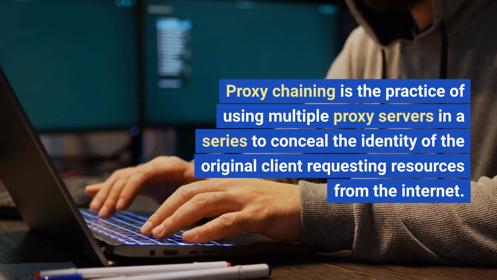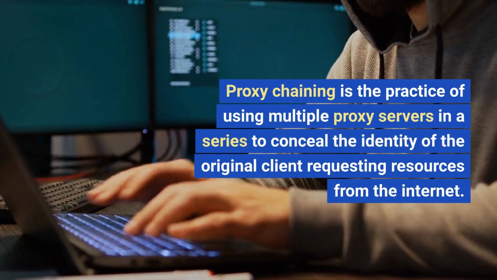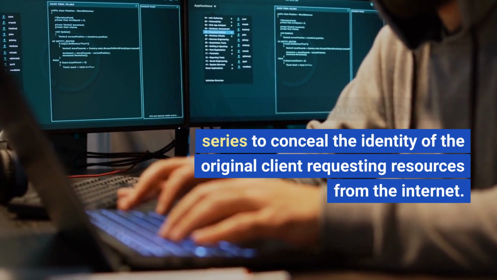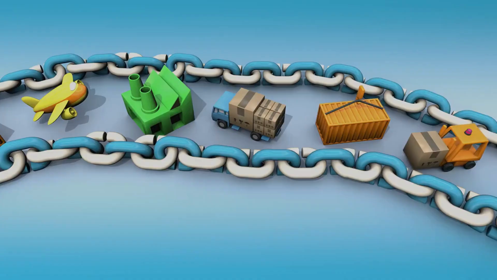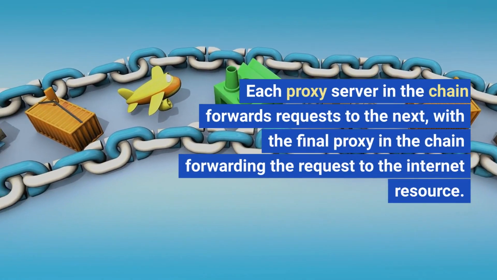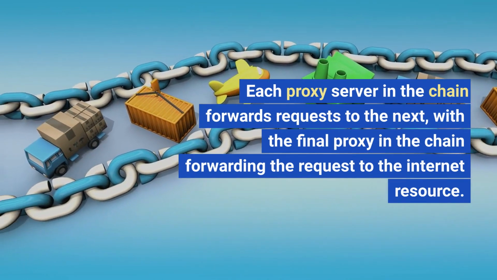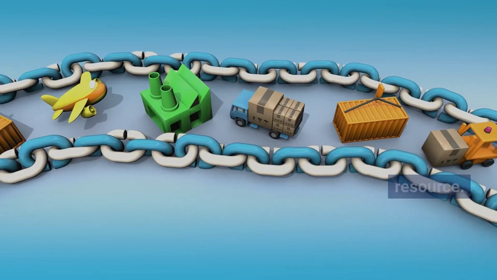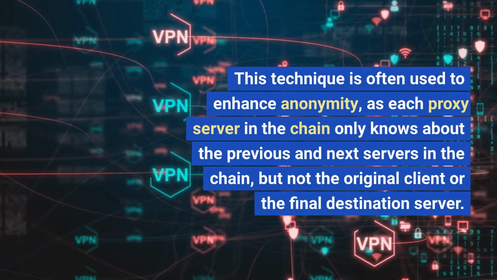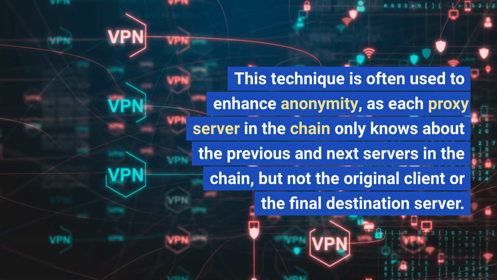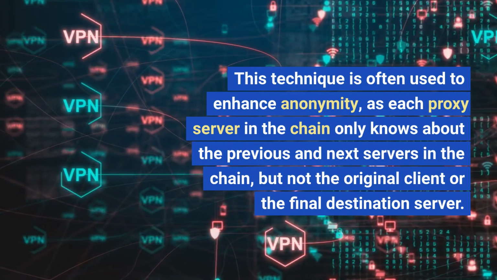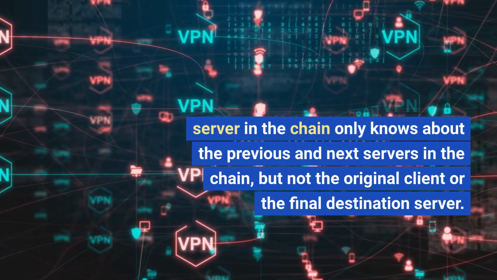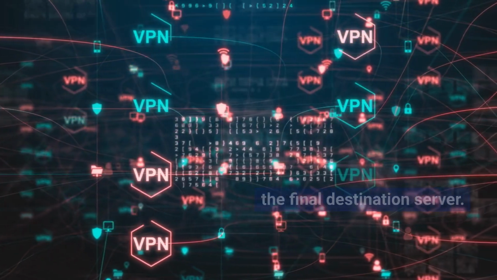Proxy chaining is the practice of using multiple proxy servers in a series to conceal the identity of the original client requesting resources from the internet. Each proxy server in the chain forwards requests to the next, with the final proxy in the chain forwarding the request to the internet resource. This technique is often used to enhance anonymity, as each proxy server in the chain only knows about the previous and next servers in the chain, but not the original client or the final destination server.